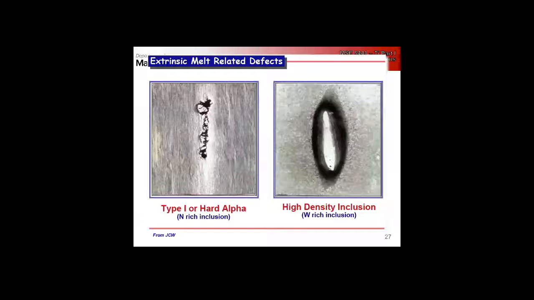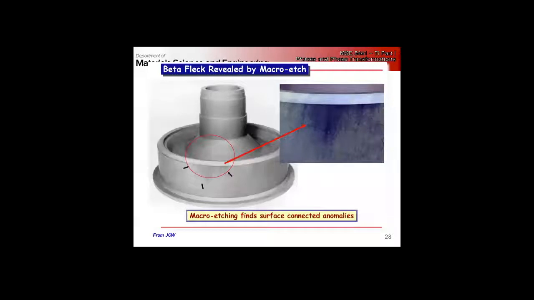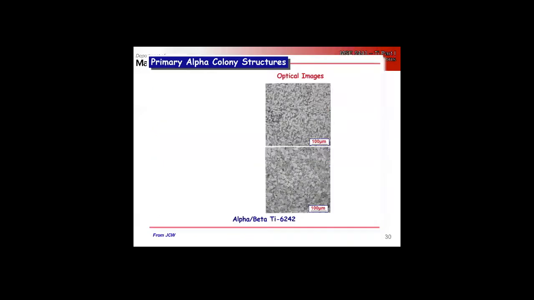Pretty cool process. So the critical defects in the melting are what is called hard alpha, which are nitrogen-rich inclusions, and then high density inclusions where you get tungsten as an impurity that can segregate, or other high density elements that can segregate. Right. And we'll talk more about beta fleck with the beta alloys, but this just shows that you've got a gradient in microstructure that forms because of inhomogeneities, and in the alpha plus beta alloys, they generally will start at surfaces. You'll get composition fluctuations near the surface.